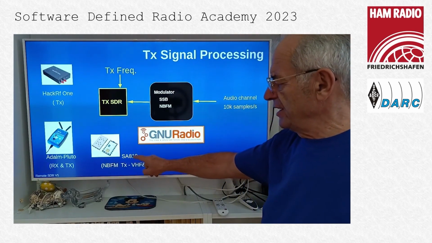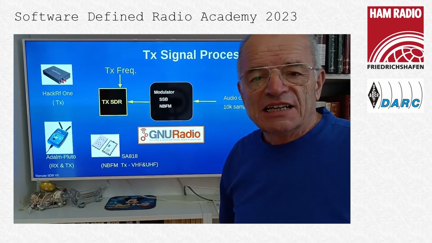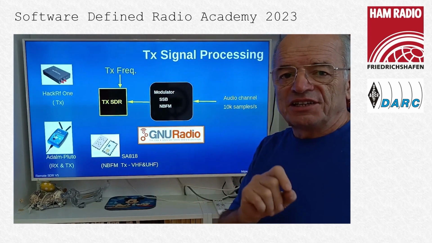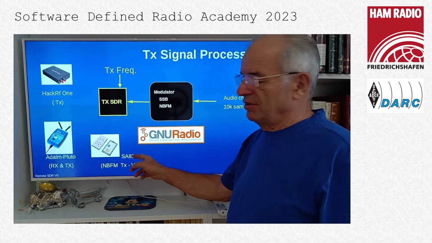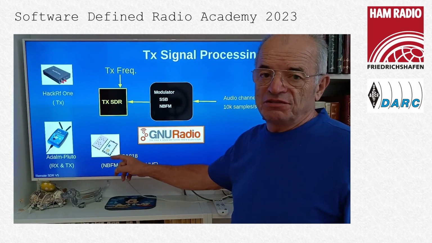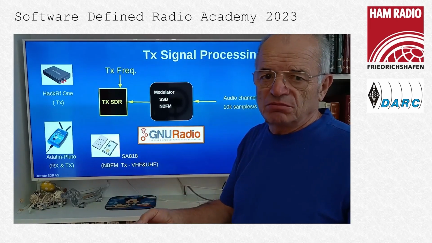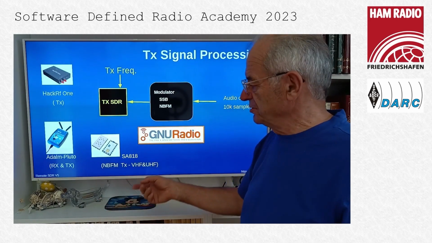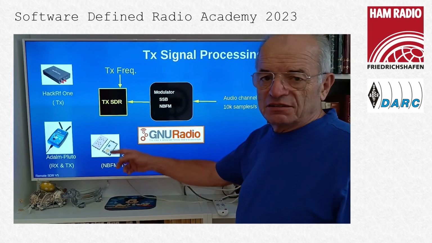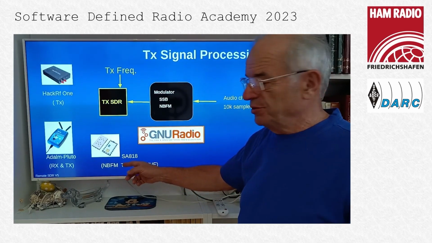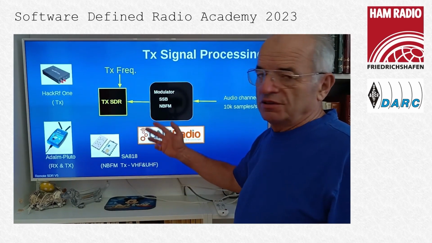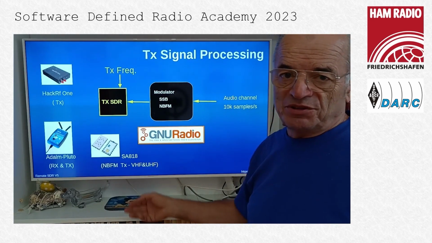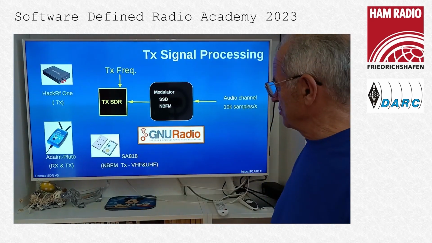I have put also the S818, sorry. It is not an SDR, it's a simple NBFM receiver and transceiver, which is very cheap, I think less than 10 euros. You can connect it to RemoteSDR as a transmitter. So if you want a system which works only in NBFM, it's a very cheap and interesting solution.